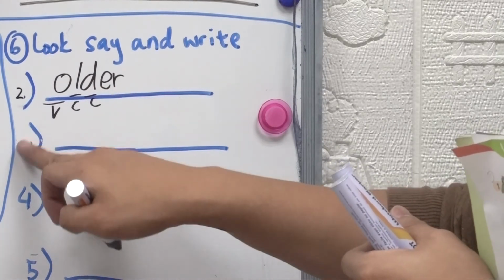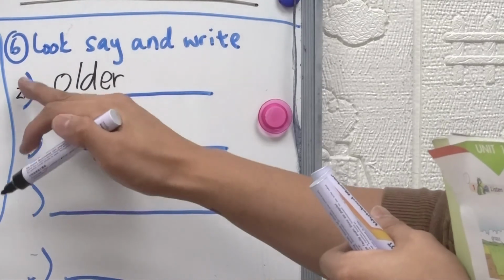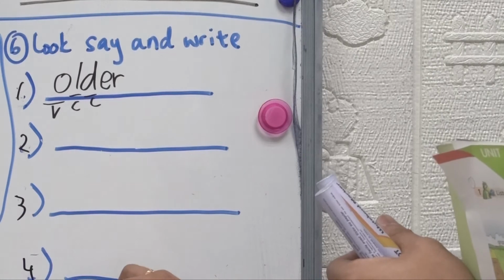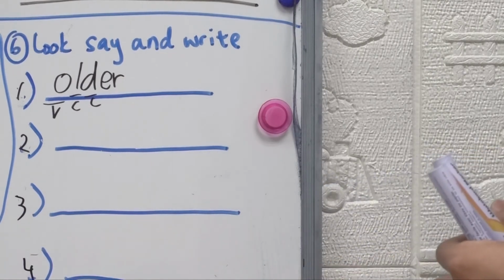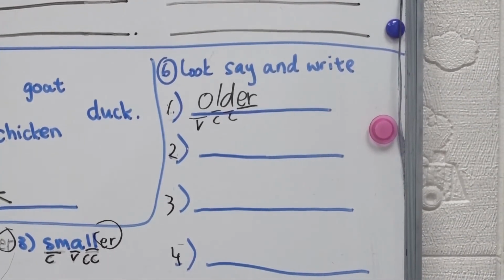Let me erase all then. Hope we have enough space. This is number 1, 2, 3, 4, 5, and then number 6. Alright, so for number 1, older, right? It's VCC, so you only put ER. Older than.